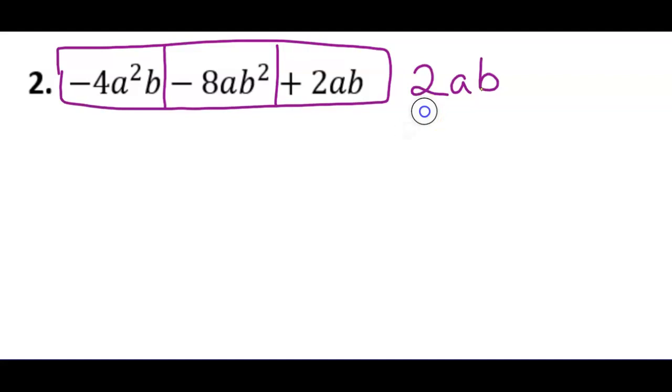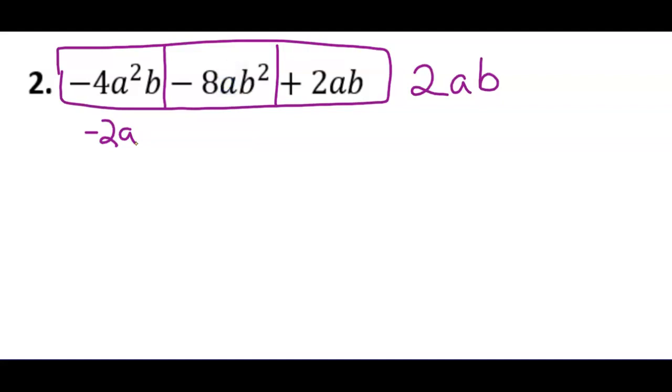So 2ab times what gives me negative 4a squared? In other words, divide that, okay? Negative 4 divided by 2 is negative 2. A squared divided by a is a. B divided by b is, oh, those will cancel. Excellent. Okay, now go to your next term.